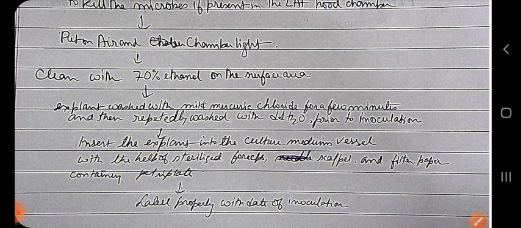So explants should be washed with mild mercuric chloride. About 0.01% of mercuric chloride is used for the last sterilization of the explant. The mercuric chloride is extremely poisonous, so care has to be taken. High concentration should not be used, otherwise it will damage the whole tissue. And it is washed repeatedly. Then it is washed with double distilled water several times prior to inoculation.